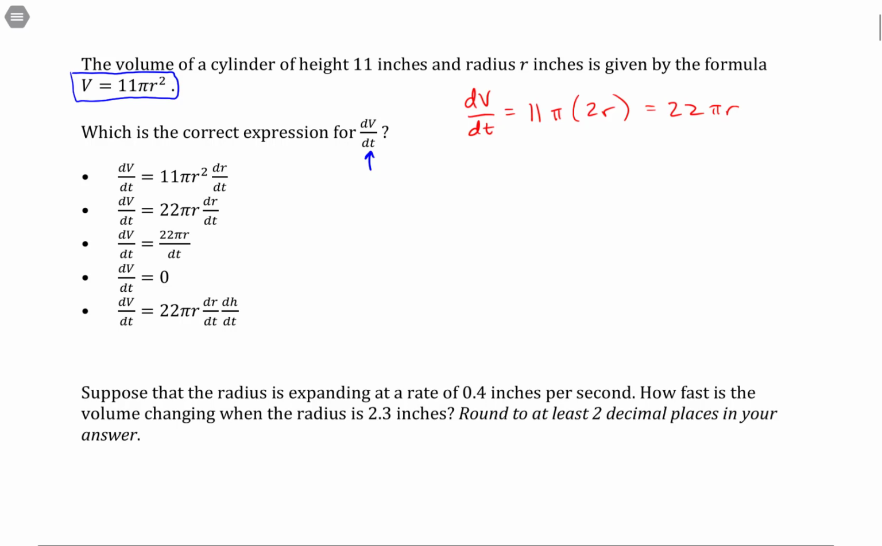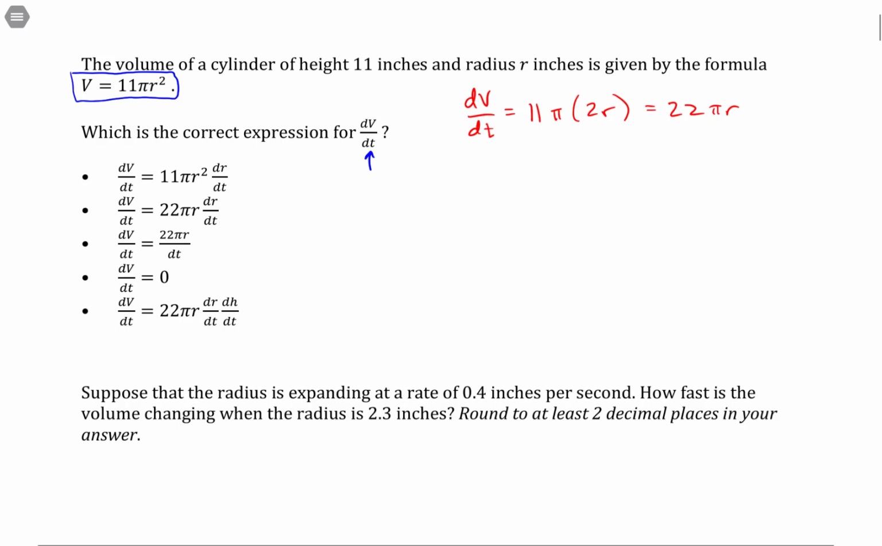And the reason, funny, that's not even an option over here. That's usually the most common incorrect answer. The reason is we differentiated V with respect to the variable r. That's completely different from differentiating V with respect to the variable t.